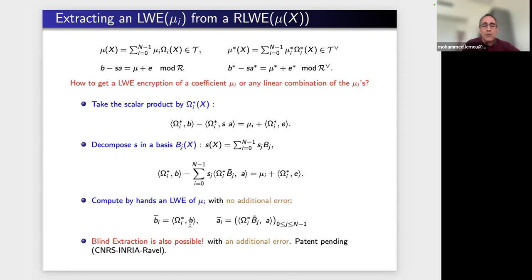B tilde is this one, omega I star by B, which we can compute by hand. There is nothing to do, just compute it by hand and implement it. And here also you can compute this scalar product by hand because E is in the clear, and you just implement it. In fact, this can be generalized to blind extractions, but I will not talk about this here because it is a patent pending with CNRS, INRIA, and Ravel.